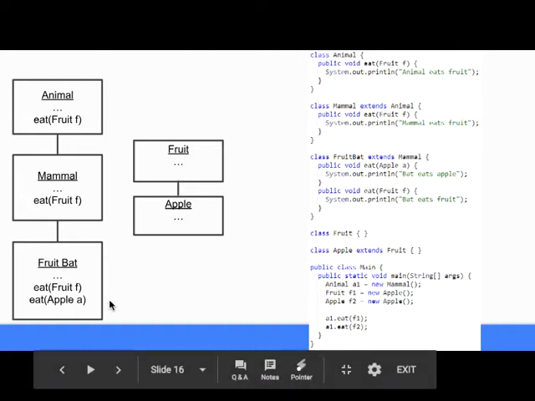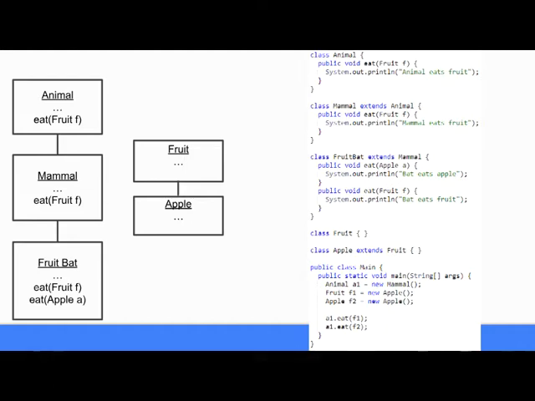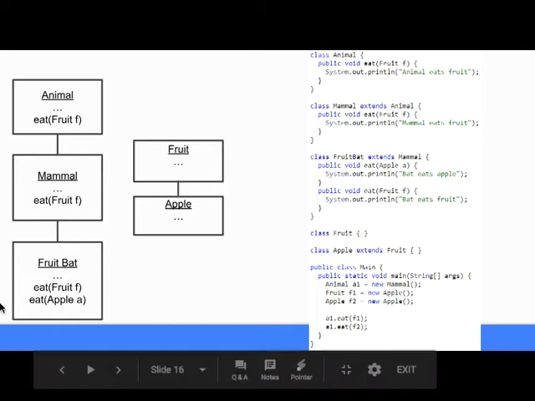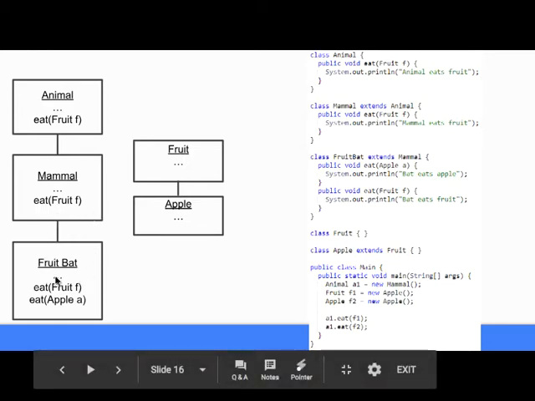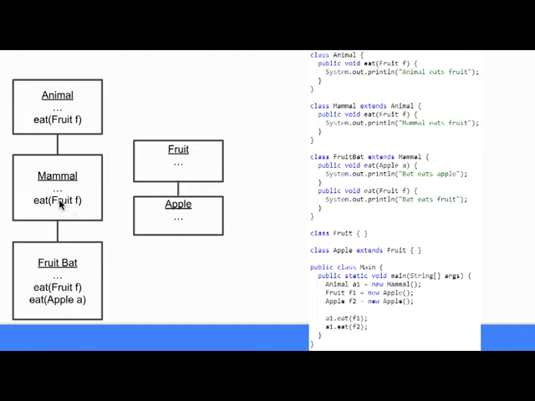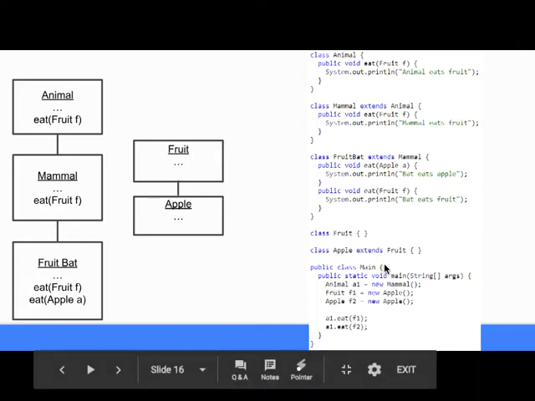So in this example over here, which methods are overloaded? Yes, so in the fruit bat class, we have two methods called eats. They are of the same name, but they take in two different types of arguments. One is a fruit, one is an apple. So these methods are overloaded. Which methods are overridden? Yes, eat fruit. So eat fruit in fruit bat overrides the eat fruit in mammal, and eat fruit in mammal overrides the eat fruit in animal.